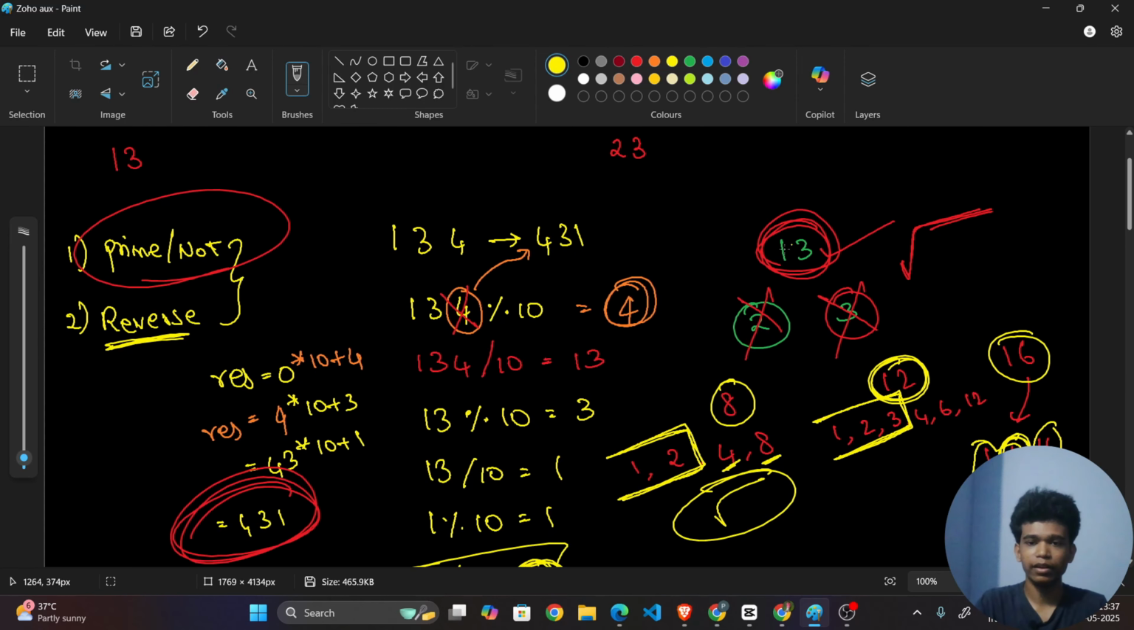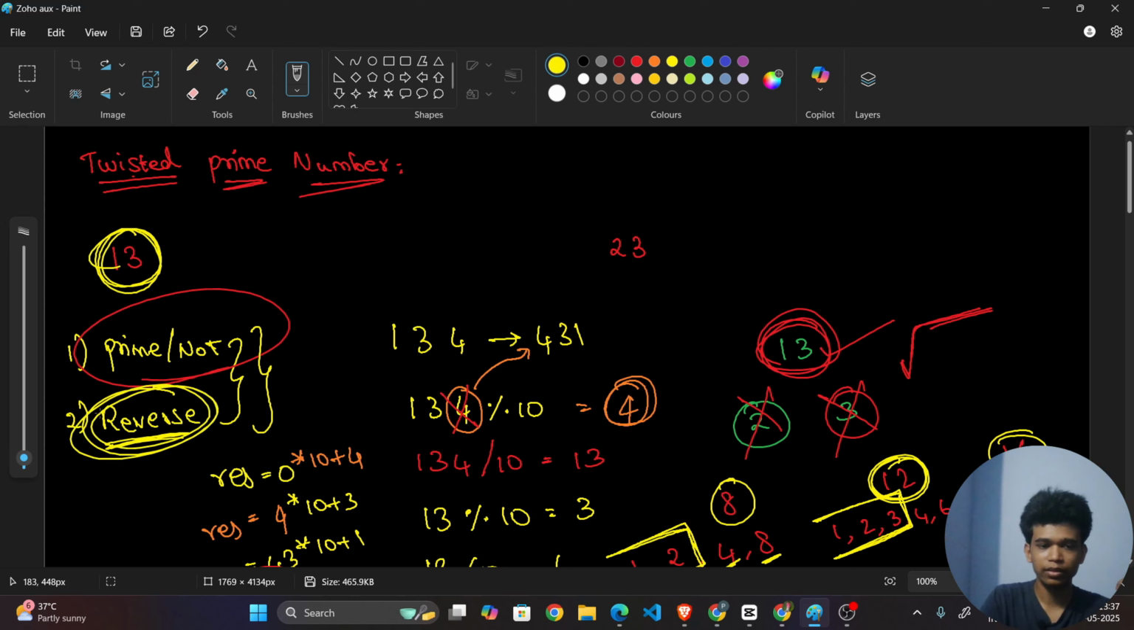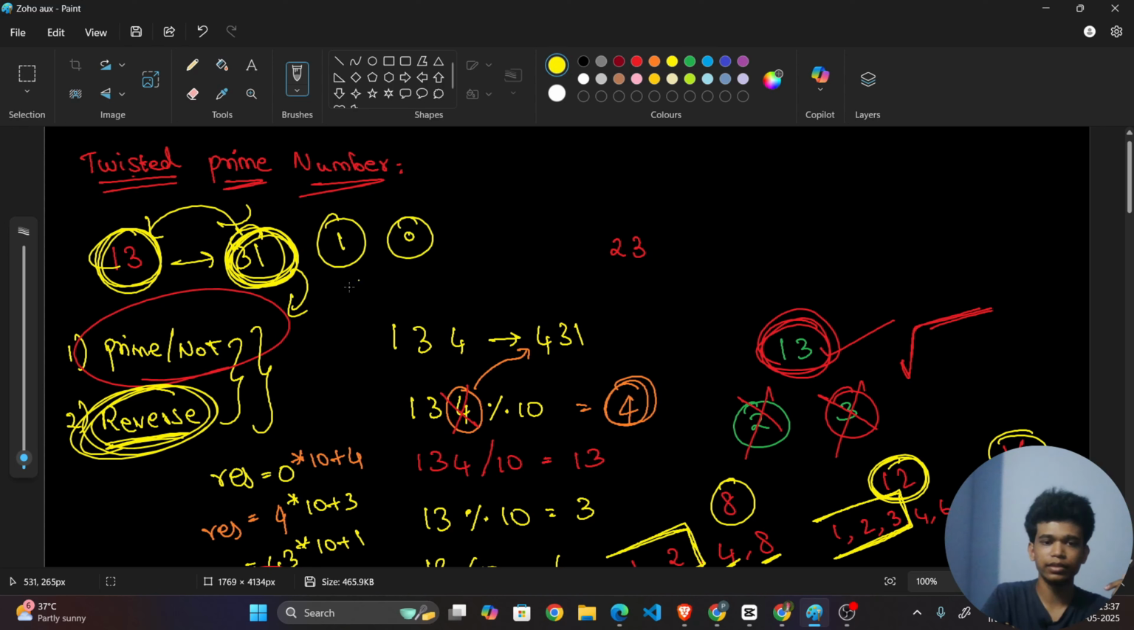Okay, similarly, we have just done these two logics. Now by using these two logics, first I am checking whether this 13 is a prime number. Then using the reverse logic, I will reverse 13 to 31 and check whether 31 is a prime number or not. If both are prime numbers, then I will return 1, else I will return 0. So what is the time complexity?